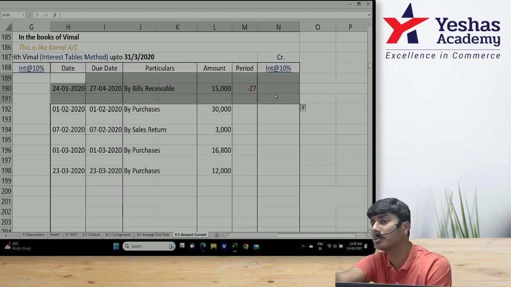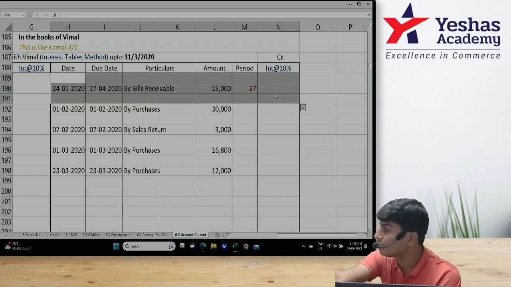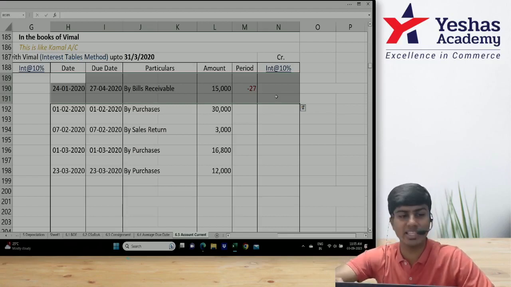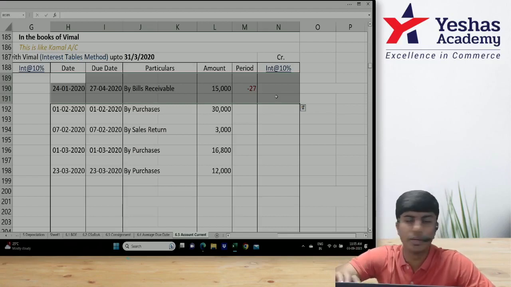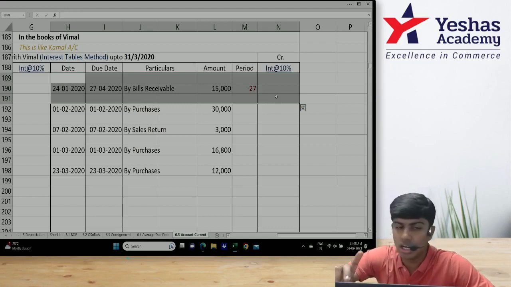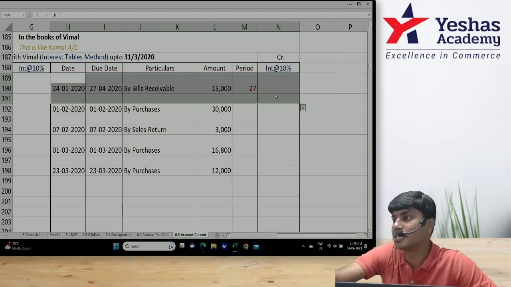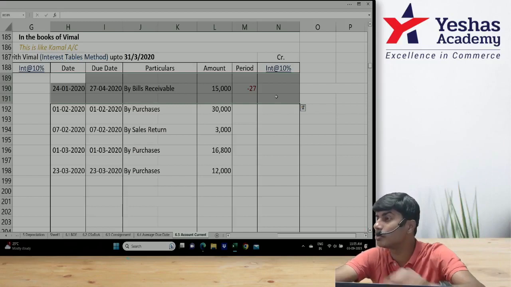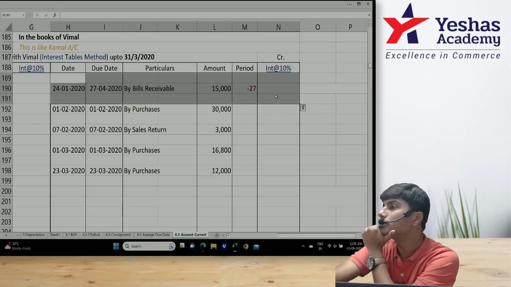In the next period, we should compute how many days interest for this? 3 days. In this period, how much should the interest be? 0. So now we wrote the entry by bills receivable, that is nothing but bills receivable account debit to Kamal. Am I right? On 27th of April, when the money is received, what will be the entry? Cash account debit to bills receivable. So this cash to bills receivable entry will not come in Kamal's account.